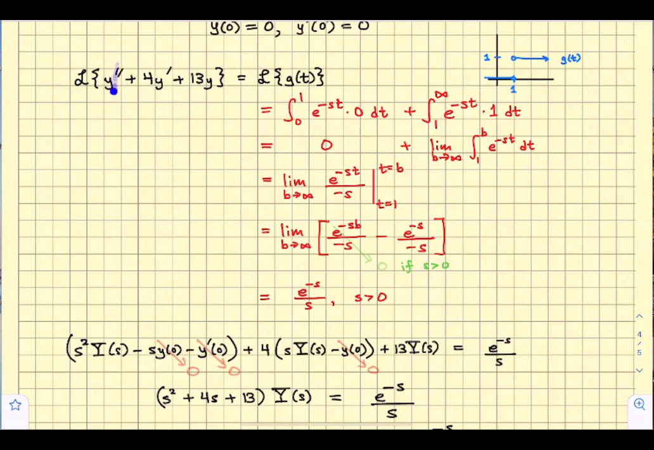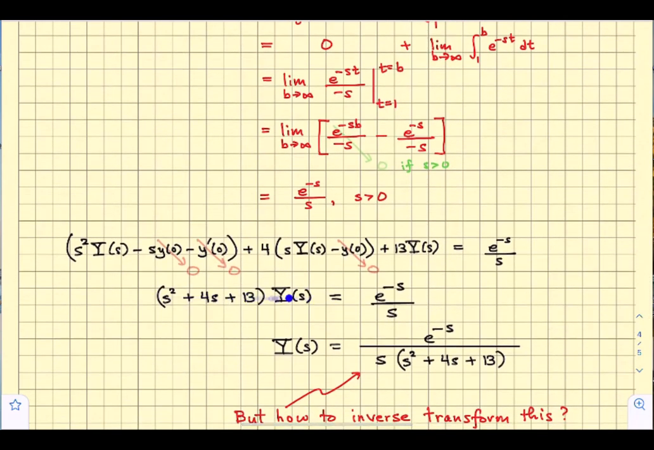Here we use our second derivative theorem. We get this. We pull the 4 out and use our first derivative theorem. Parentheses are very important here. And then we have plus 13 times our big Y of s. So when we do this, we get this. And when we do this, we get this. So now let's apply our initial conditions. These are all 0. That makes this very nice. And then we just divide by this here. And now stare at this for a second.